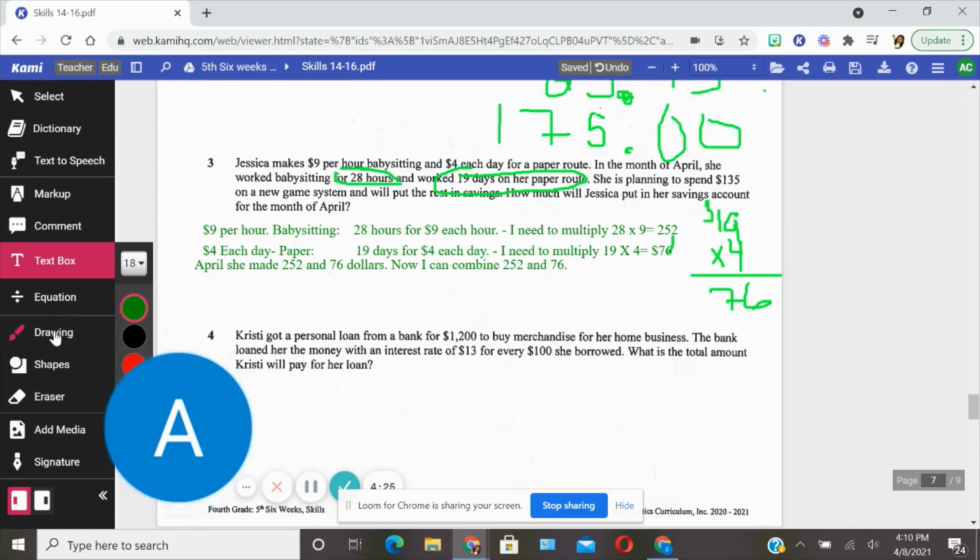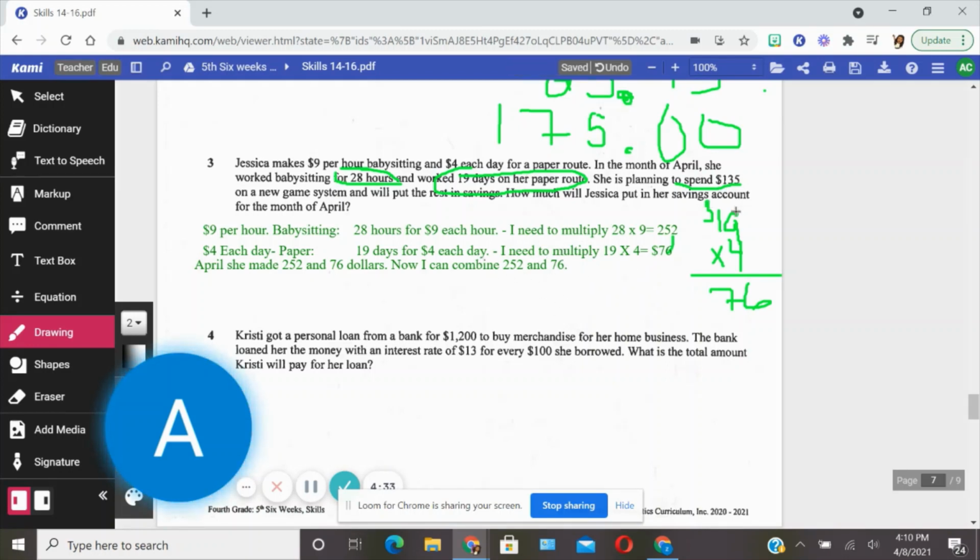So what does that mean if I'm going to spend? That means I'm going to take away from that. So when you add 252 plus 76 together, I then want you to subtract 135. Whatever is left over, that's how much she's going to put into her savings account. So go ahead and work on that.